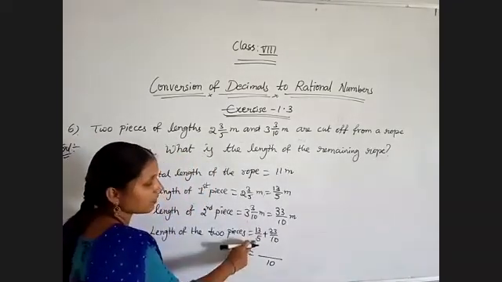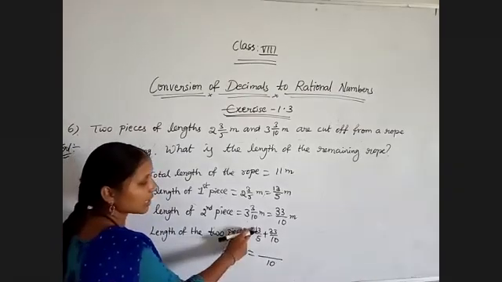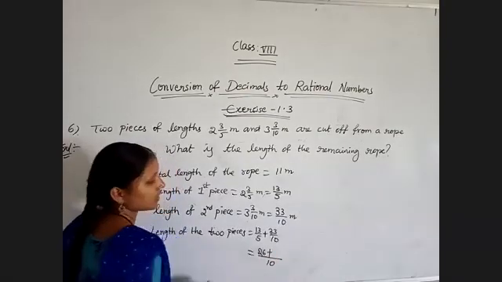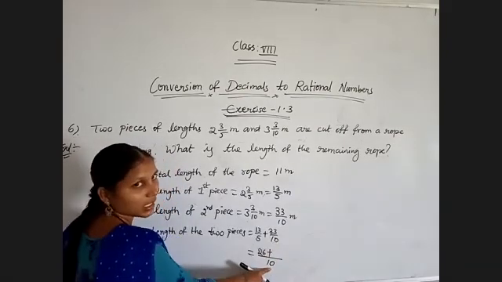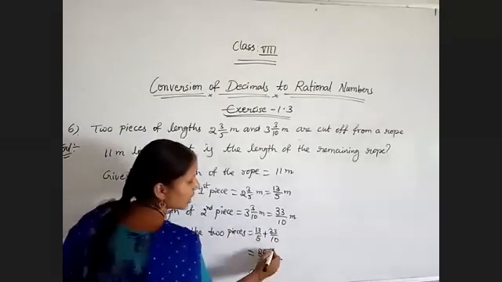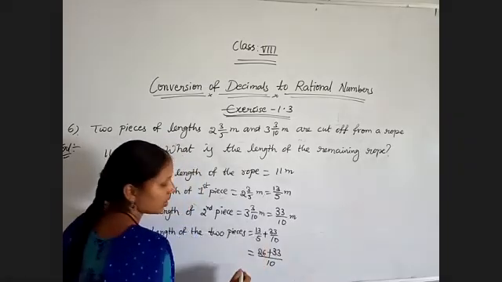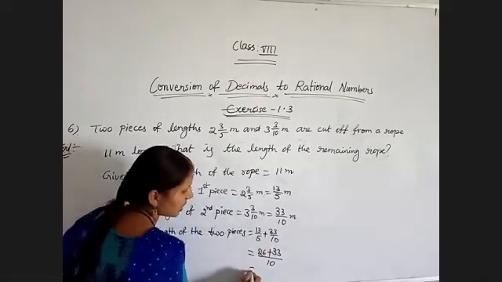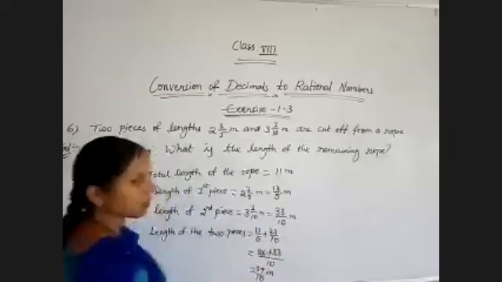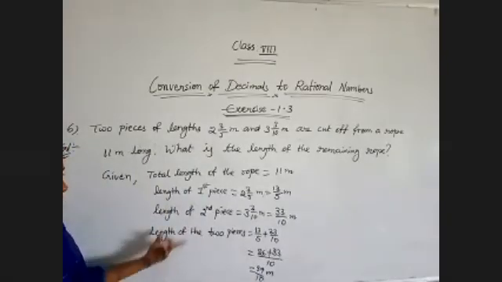In the 5 table, 5 twos are 10, which means I need to multiply the 13 with 2. 13 twos are 26 plus, here the denominator is also 10, so no need to multiply any number. That is 33. So which is equal to 59 by 10 meters. Both are in meters. So this is the length of the two pieces.